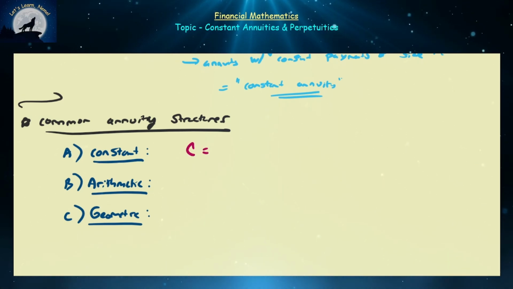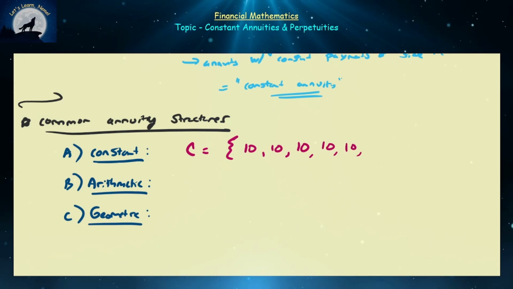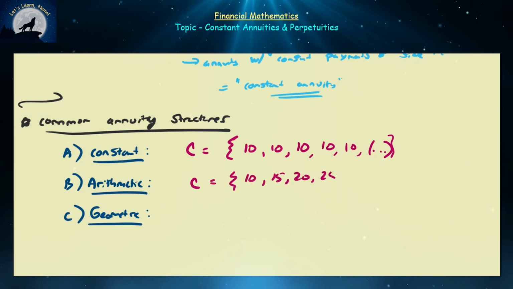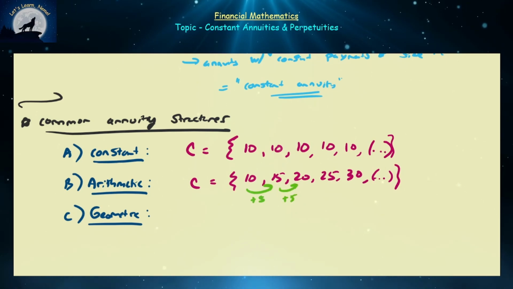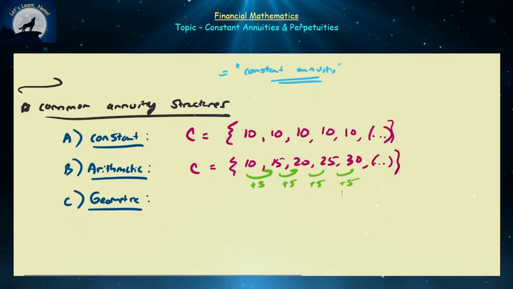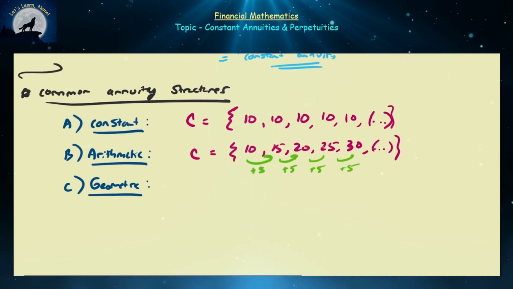So what does a constant annuity look like, for example? Well, you could pay $10 today, $10 tomorrow, $10 the next day, $10 the day after, and so on. So that would be a constant perpetuity if it were to continue forever. Arithmetic annuities, for example, let's assume it starts off at 10, then goes to 15, then 20, then 25, and 30, and potentially so on. So when it's increasing by a fixed common difference, so an arithmetic series per se, then that is known as an arithmetic annuity or an arithmetic perpetuity.